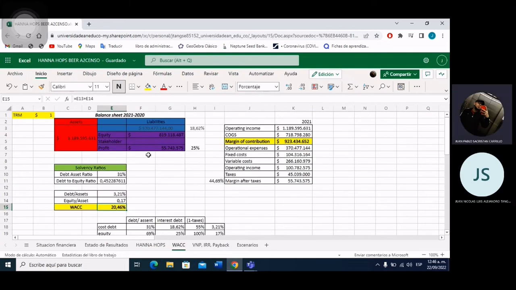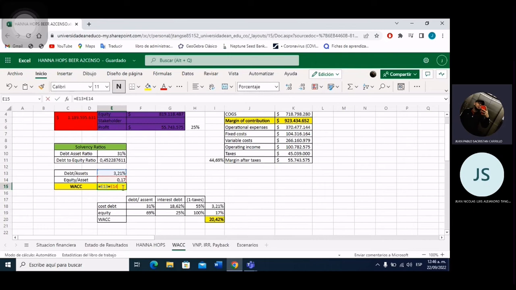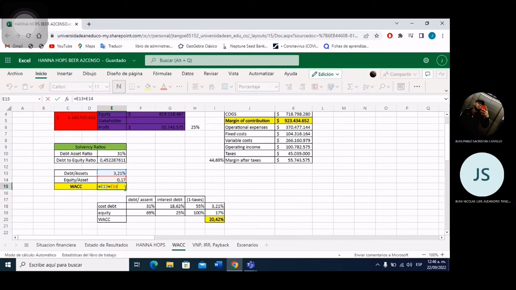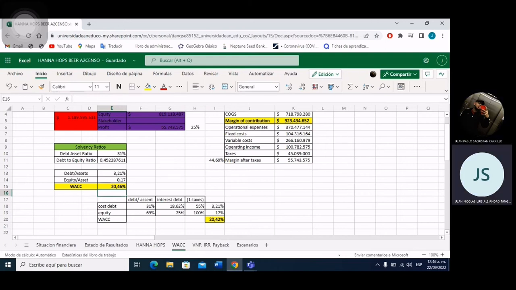Okay, following with the analysis, we have the WACC, which has a result of 20%. The WACC was calculated using the debt assets and the equity assets. WACC is the weighted average cost of capital, which represents a firm's average after-tax cost of capital from all sources, including common stock, preferred stock, bonds, and other forms of debt. WACC is an average rate that a company expects to pay to finance its assets.